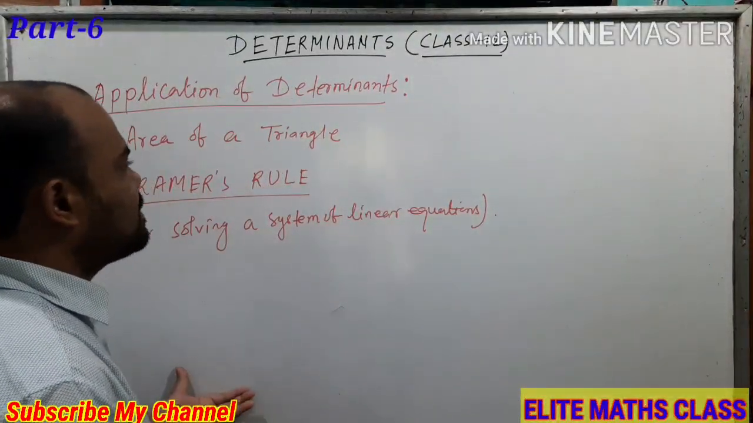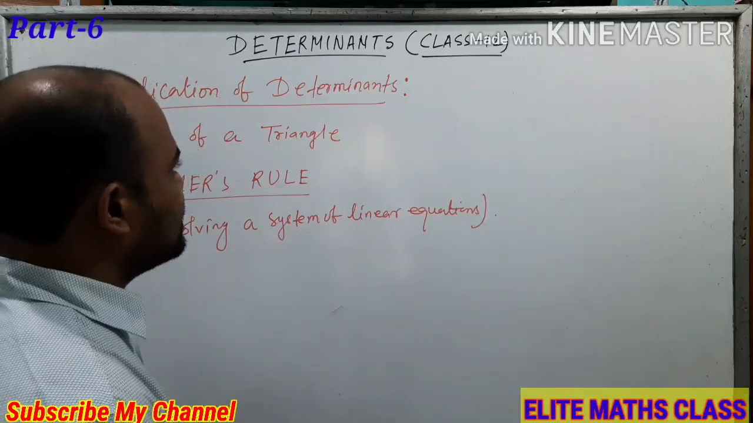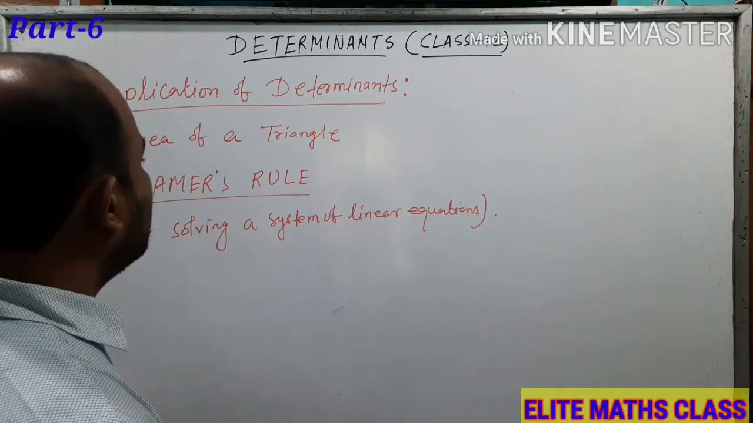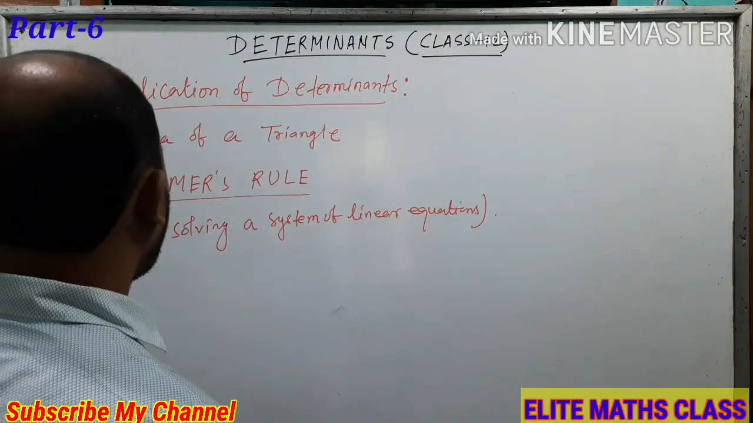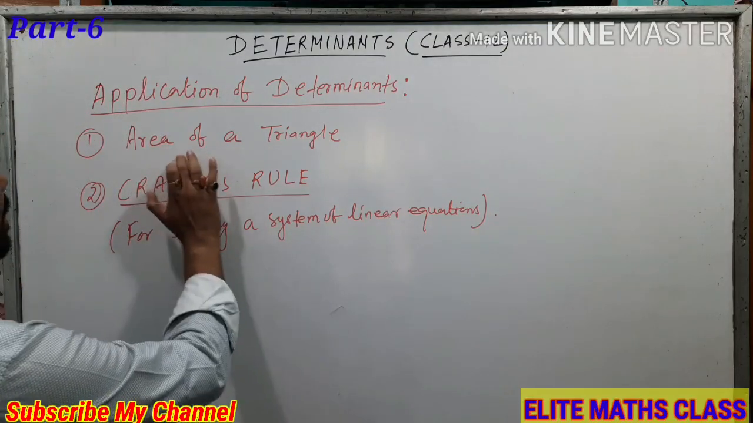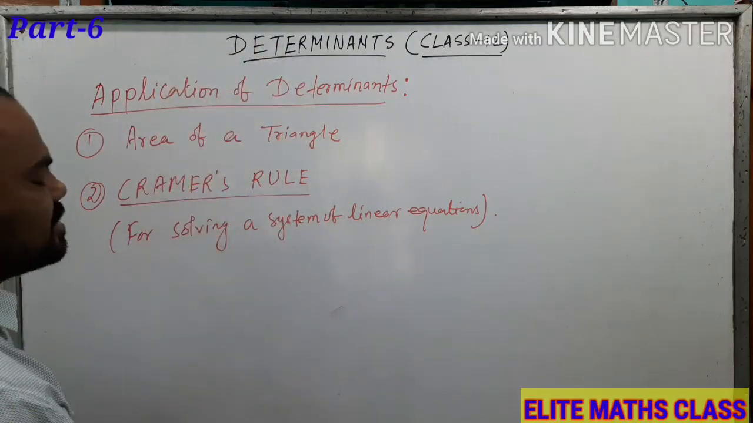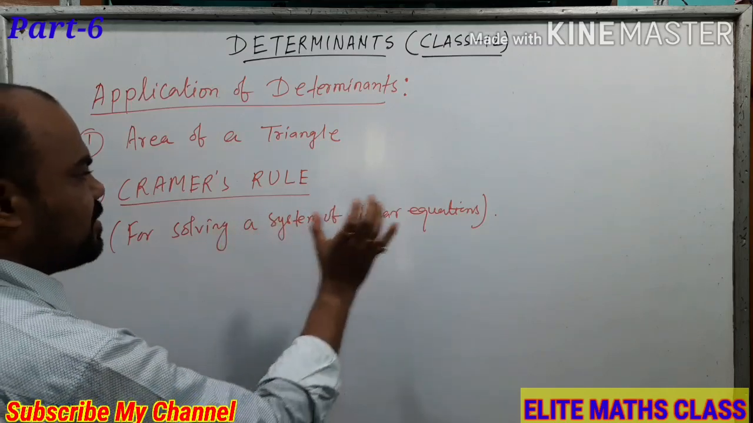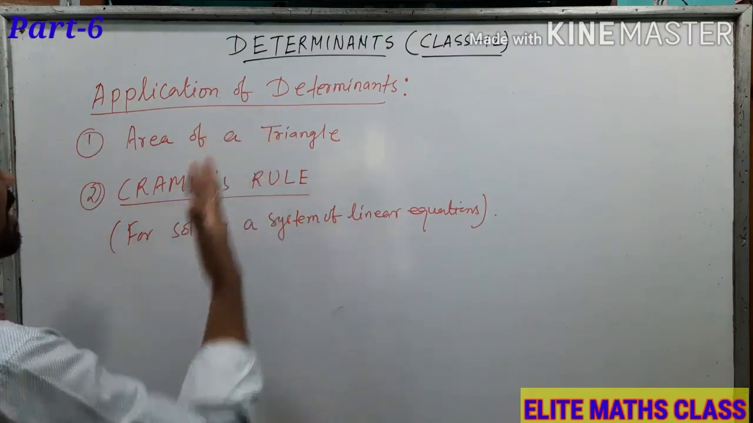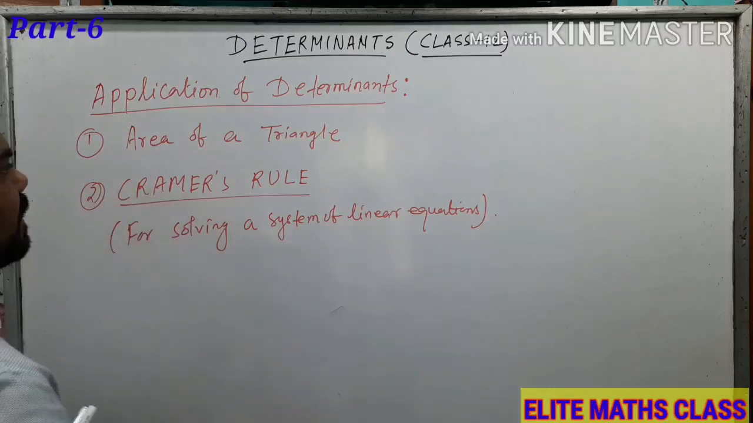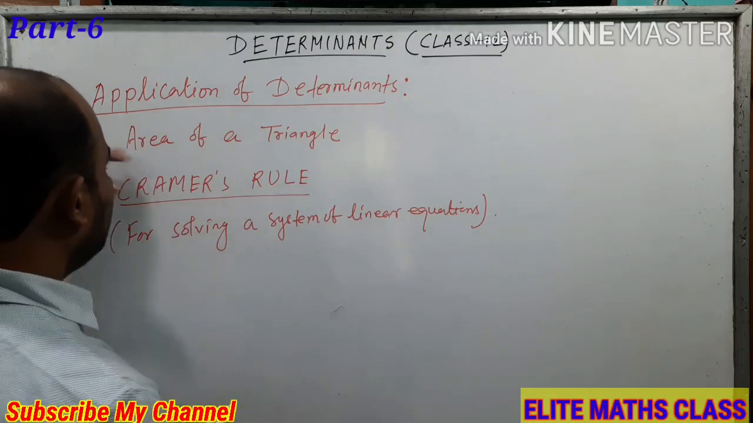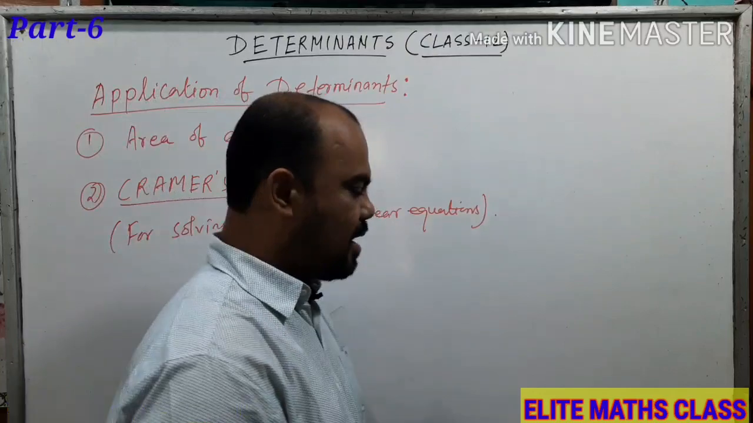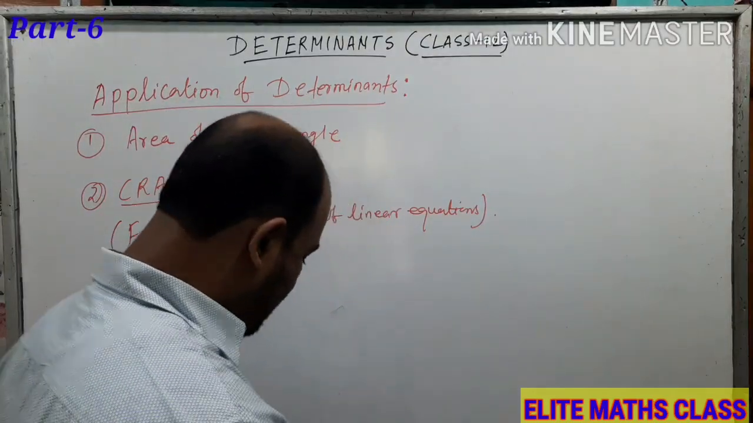Here in our syllabus there are various applications of determinants in higher mathematics. In our class 12 syllabus, we have to find the area of a triangle by using determinants. This is one application, and another application is the solution of a system of linear equations by using determinants. That method name is Cramer's Rule.